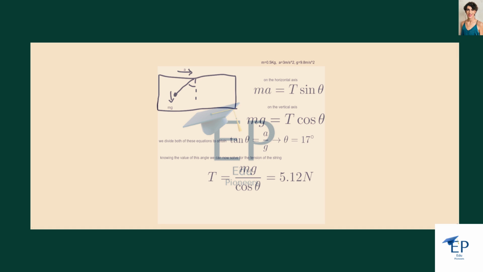Now that we know the angle, we can solve for the tension of the string. For simplicity, we're just going to take the equation for the vertical axis and do some algebra to solve for T, and we find that T is given by the mass of the ball times the gravity acceleration over cosine of the angle, and remember, we found the angle to be 17 degrees. Plugging all of that in, we find that the tension of the string is 5.12 newtons.